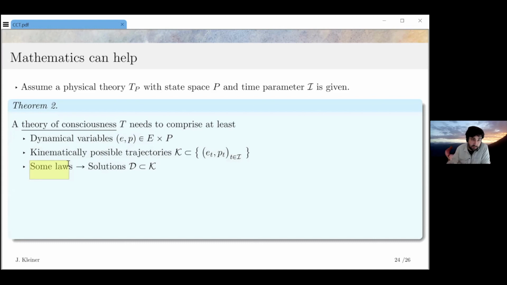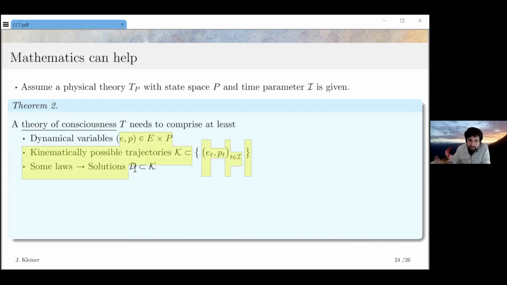We don't care which mathematics are being used to actually formulate the laws. What matters is that they pick, from all possible trajectories that you could write down, a few that, according to the theory, are actually possible in reality. So we can call these solutions, or D, for dynamically possible trajectories. And these three features are really something you always have when you formulate a model of consciousness, even though you might not write it down explicitly.